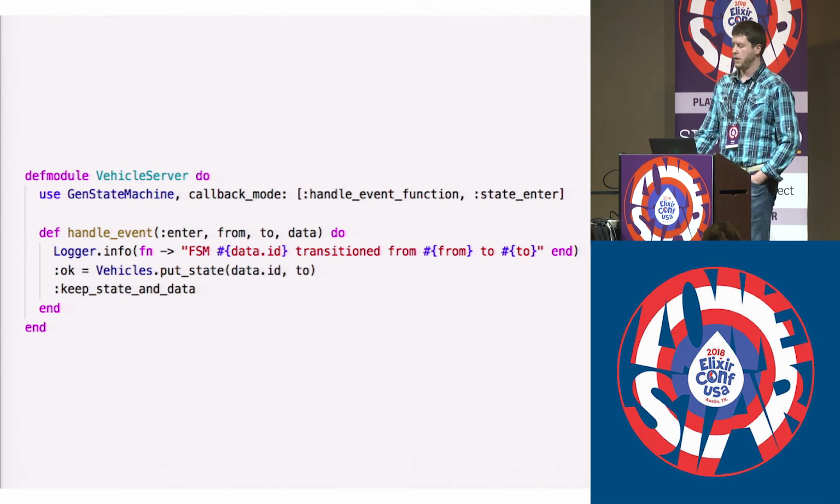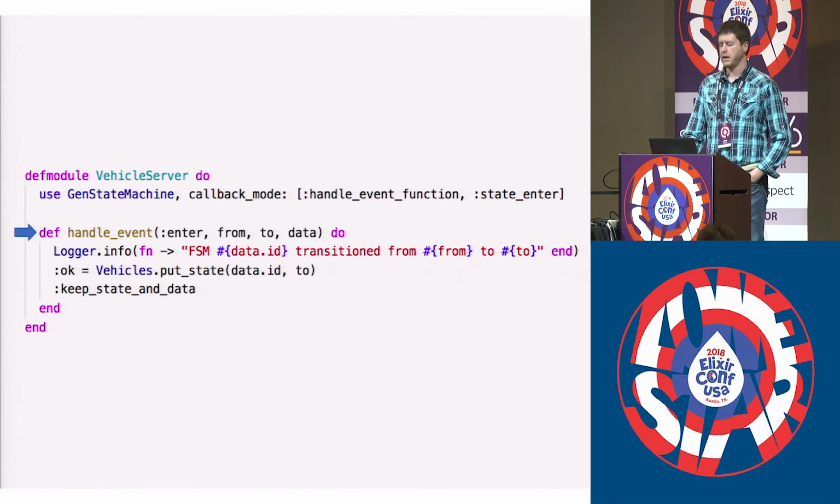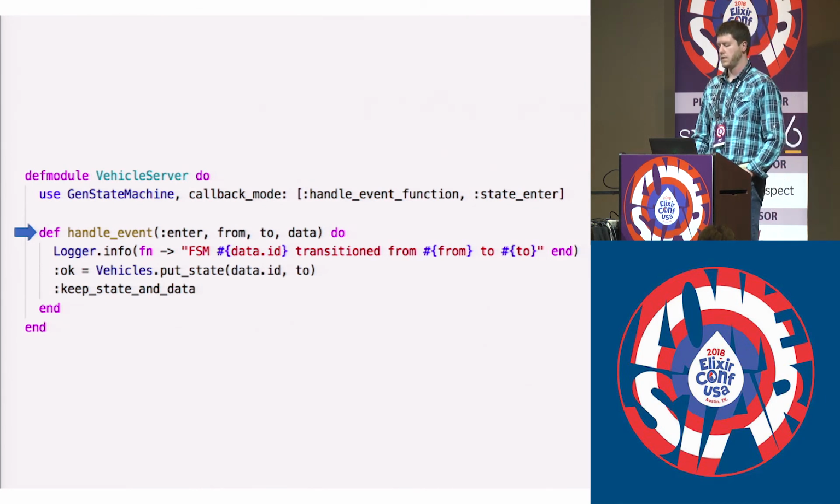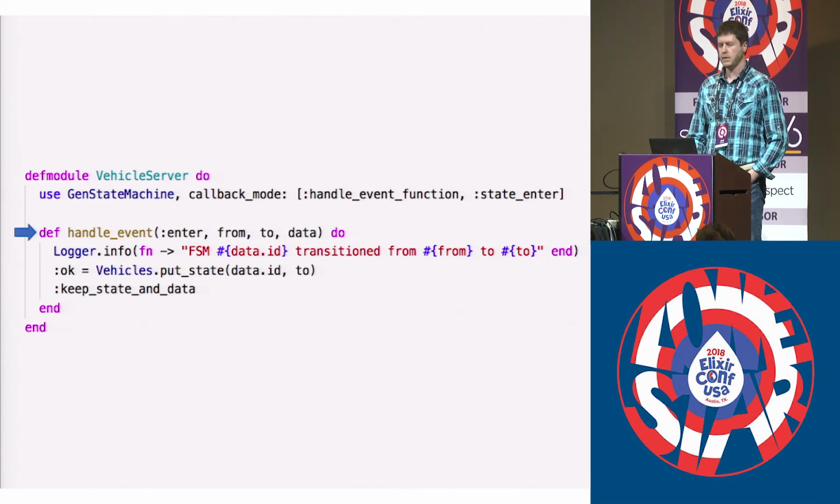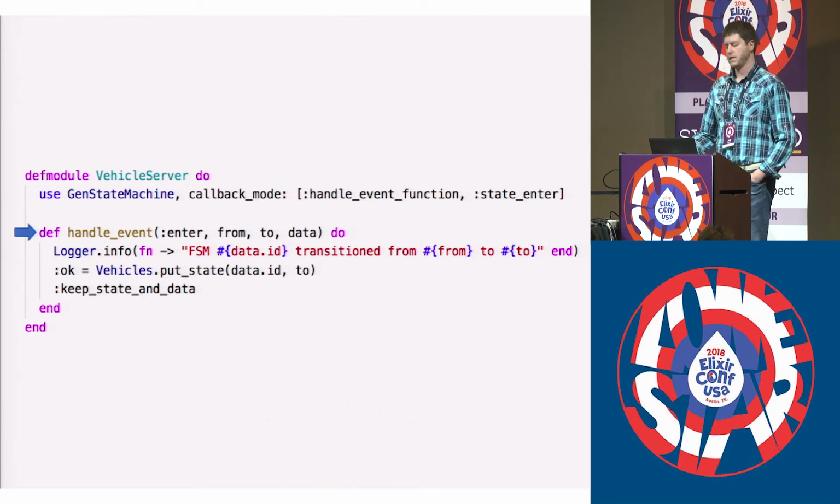One little option that you can enable on gen state machine is state enter. And what that does is, on this line, if we pass that to use, it will cause this callback to be called with every transition. Anytime the state machine transitions into a new state, it'll call this function. And so it's really handy for logging what's happening, or even saving that state to your long-term storage. And then if this process crashes halfway through its life cycle, you can figure out what its last state was, and you can start work from that point.